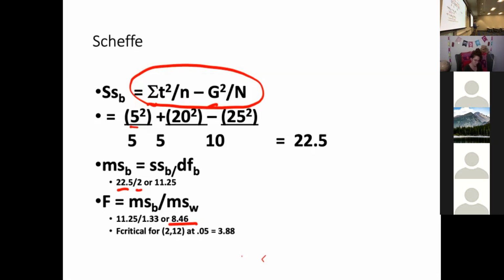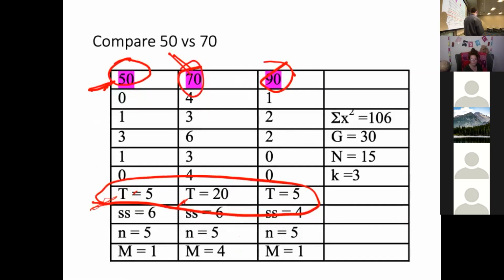And we're still using our F critical that we would have used for the main ANOVA, right? So K minus 1 is that first degrees of freedom. N minus K is that second degrees of freedom. And so, based off of this new F test, do we say that there is a significant difference between the 50 and 70 degree conditions?